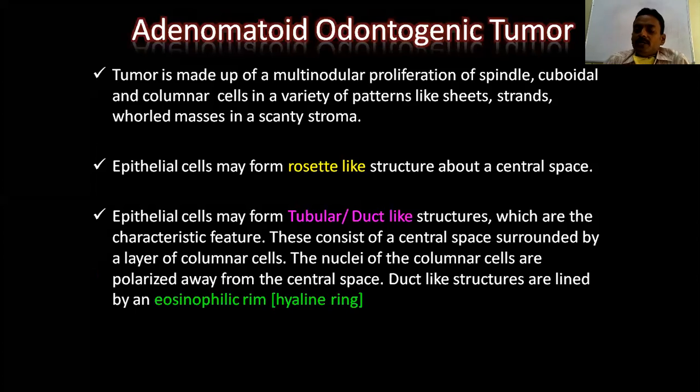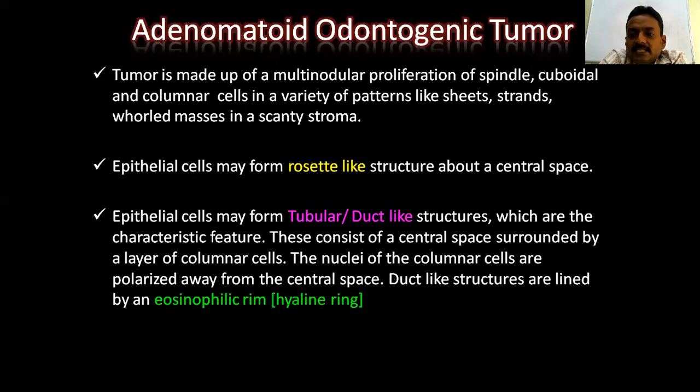Coming to the adenomatoid odontogenic tumor, this is most commonly known as AOT. It is called adenomatoid odontogenic tumor. The tumor is made up of multinodular proliferation of spindle, cuboidal and columnar cells. Meaning here we see all the three variants, spindle cells, cuboidal cells and columnar cells in a variety of patterns, like they are arranged in the form of sheets, strands and whorled masses in a scanty stroma. This is called adenomatoid odontogenic tumor.